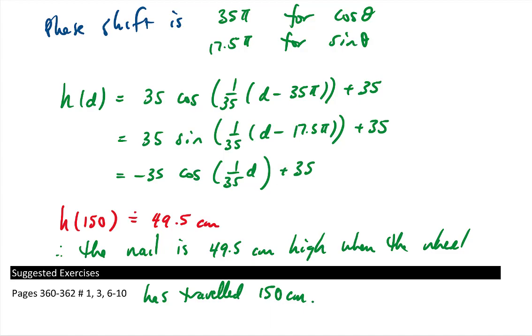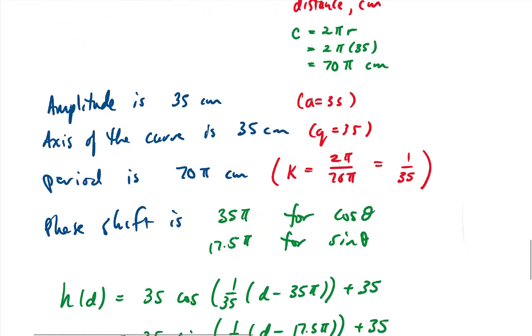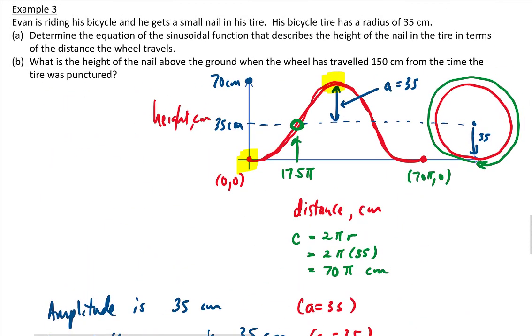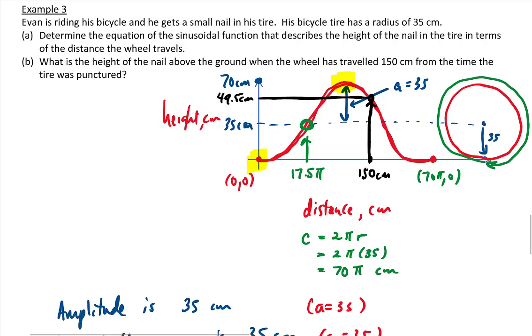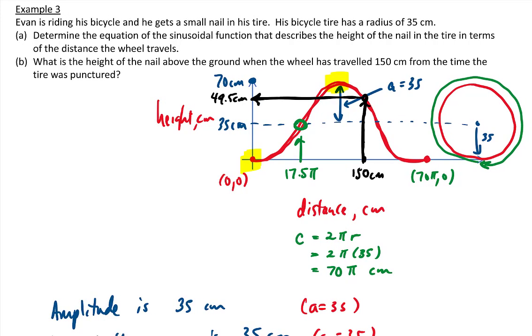So what does that look like? If we go back to our graph, it's saying that once we reach 150 centimeters in terms of the distance traveled, if we go up to here, we hit a point. If we cross over here, that would tell us we're at 49.5 centimeters high. So again, traveling 150 gives us a height of 49.5 centimeters.